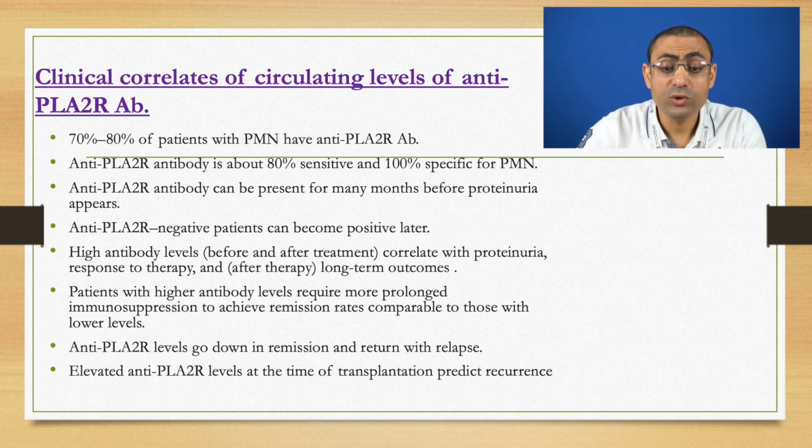Patients with a higher antibody level require more prolonged immunosuppression to achieve remission compared with other patients with a low antibody level. The anti-PLA2R antibody level goes down with remission and returns high with relapse. For recipient patients going for renal transplant, elevation of the anti-PLA2R antibody level at the time of presentation is, unfortunately, a predictor of recurrence of membranous nephropathy in the transplanted kidney.